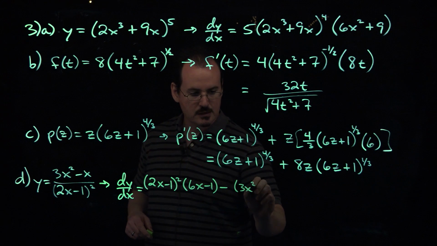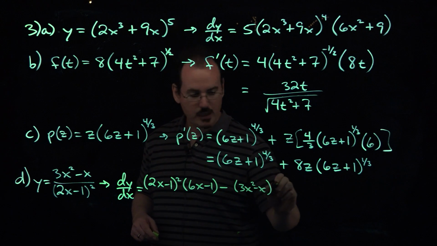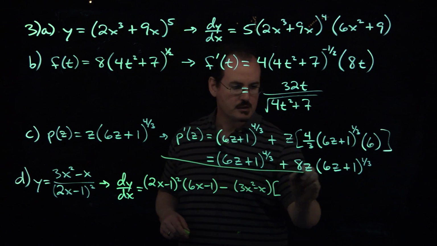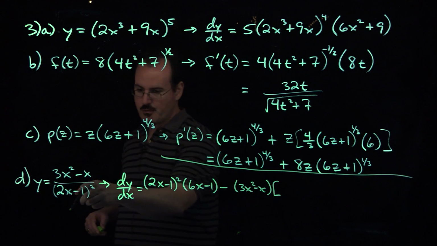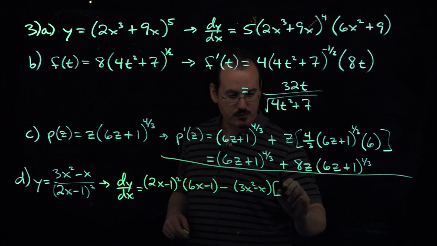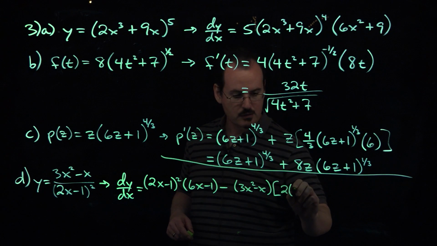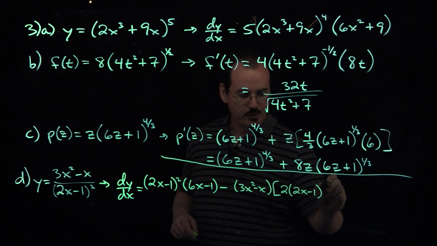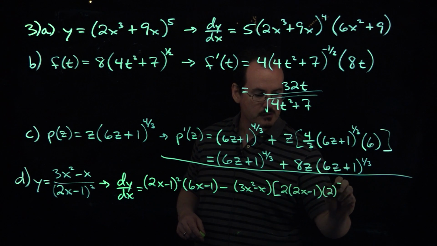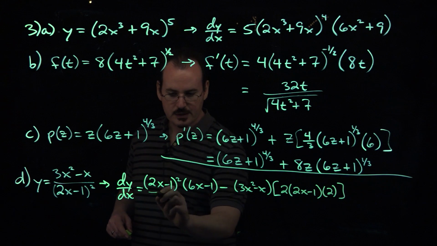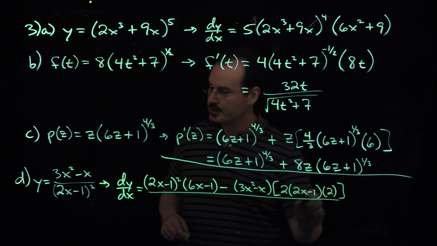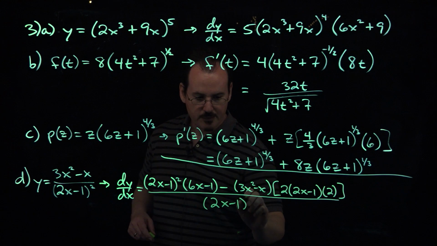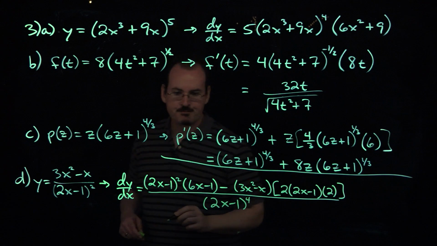And then this is minus the top function, high, d low, so this is going to be 3x squared minus x. And then the derivative of the bottom function is going to require the chain rule, so we're going to put the 2 in front, leave the inner function alone, lower the power by 1, that's the first power, then multiply by the derivative of the inner function, which is 2. All this gets divided by the bottom function squared, 2x minus 1. You square a second power, you get a 4th power, so that's what we get.